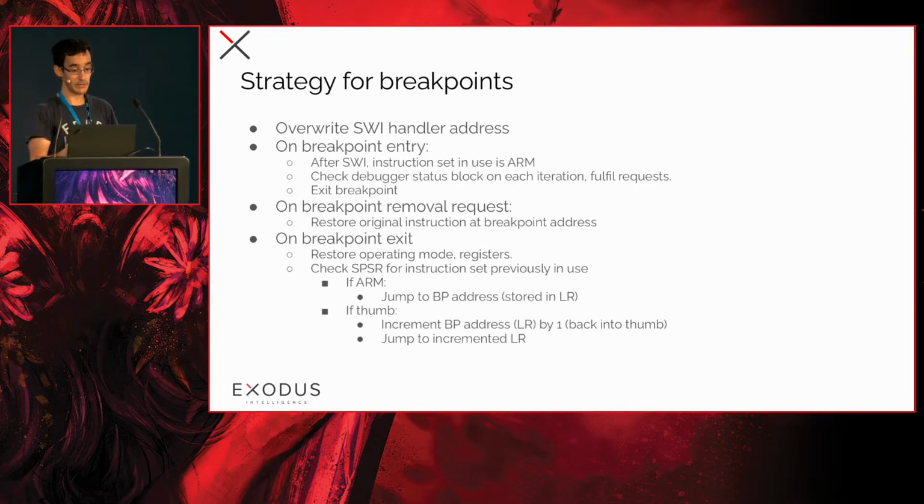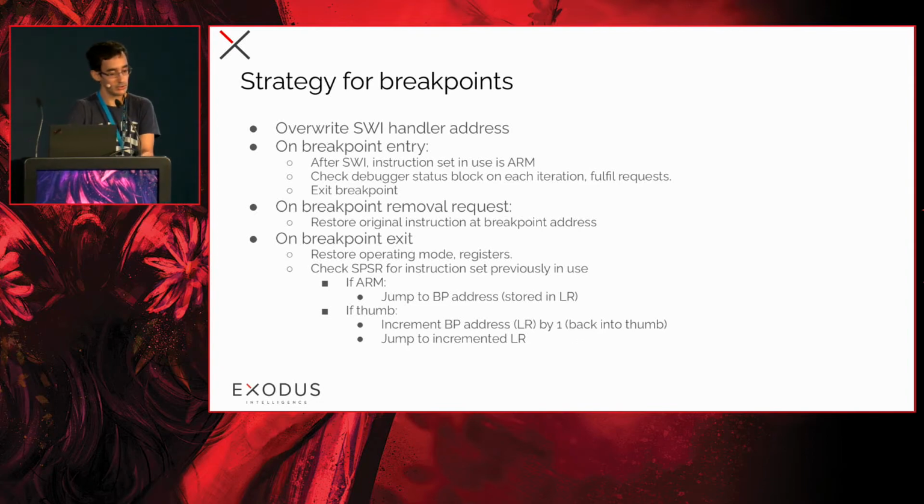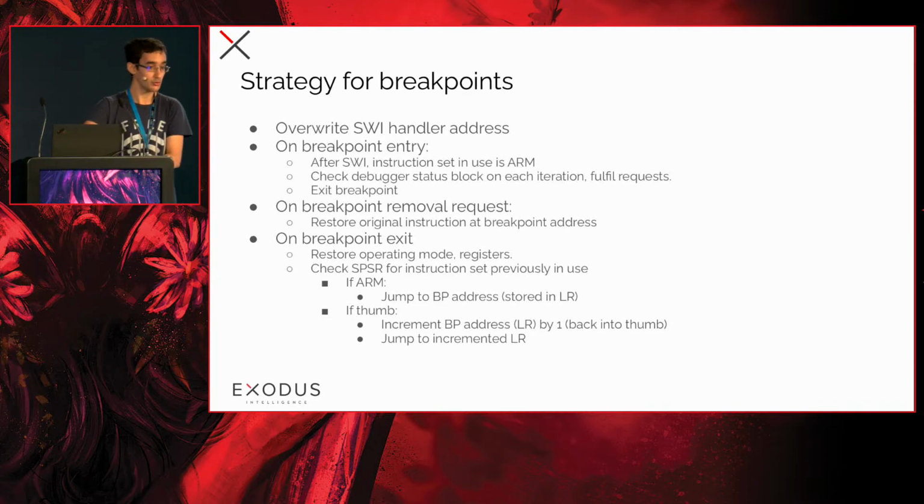We're going to override the SWI handler address with the address of a function that we have patched into the firmware, and at our breakpoint entry after SWI, the instruction set in use is going to be ARM. So we're going to continue executing whatever we want in ARM. And we're going to use this opportunity to check the debugger status block to see what the debugger requested from the debuggee. And we're going to fulfill those.